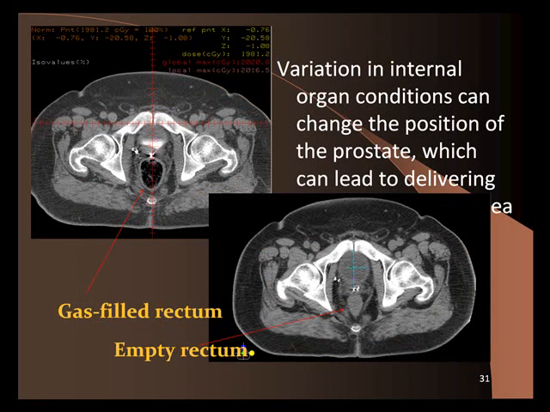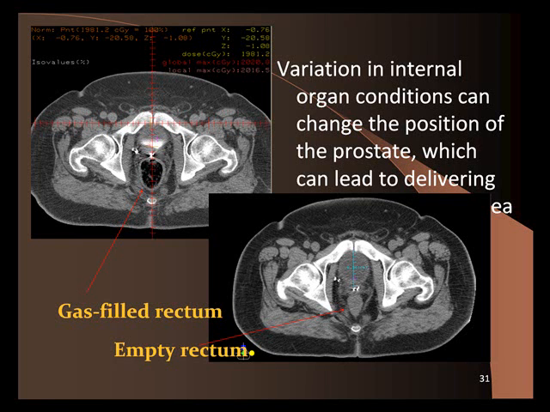And here's another image of that in an axial view. So here's where the prostate, by the way, these are femoral heads, pubic symphysis, this is the acetabulum, the rectum, and the prostate's right here. So right now the rectum's empty. But if it's full of gas or fecal matter, we can push this completely out of the field.